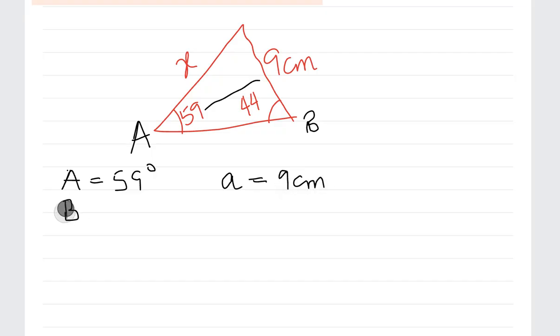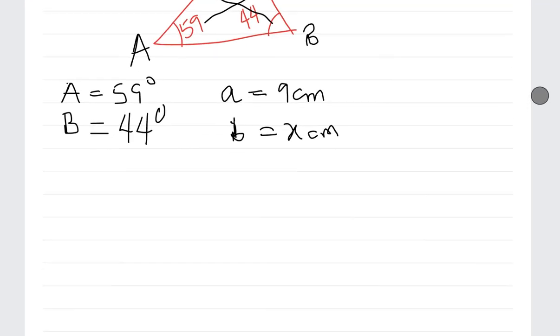And angle B is what? Angle B is 44 degrees. And then the side facing it is what? Our side B, which is x centimeters. Are you seeing that? And that is what we are looking for.